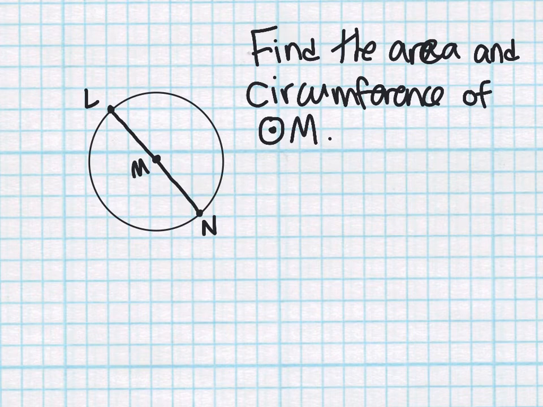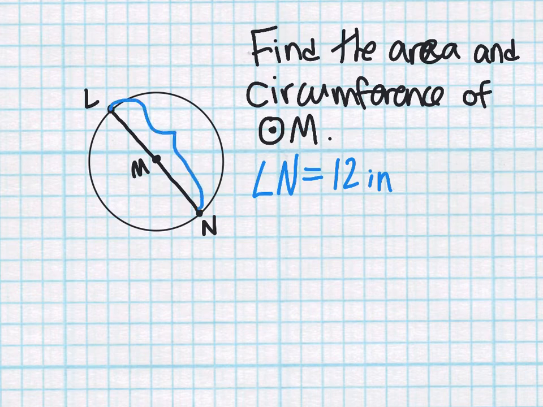So in order to do that, we're going to need some information. So we need to know what is either the radius or the diameter. So in this one, I'm going to tell you that the distance from L to N is 12 inches. So L to N, that's this whole thing. That's the diameter. So we're going to make a note over here and say this equals D. So this is 12 inches. I always mark my information on my diagram.